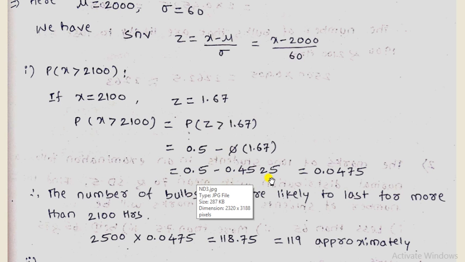0.5 minus 0.4525 is equal to 0.0475. So multiply this result with the total number of defective bulbs. The total number of bulbs is 2500 into 0.0475, which gives 119 approximately.